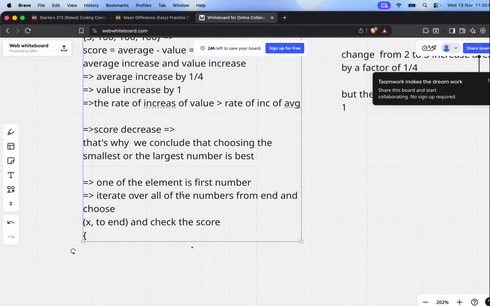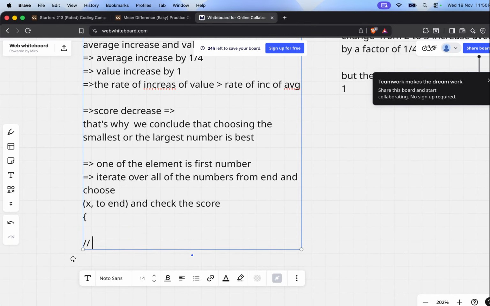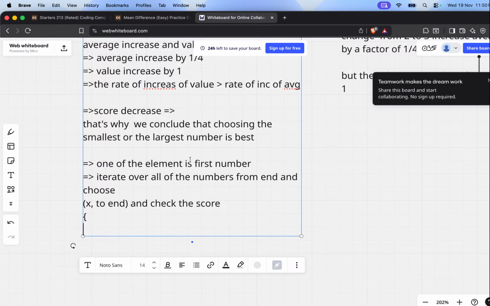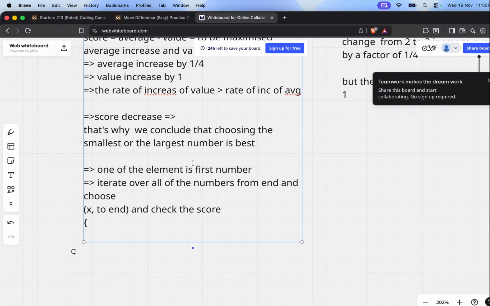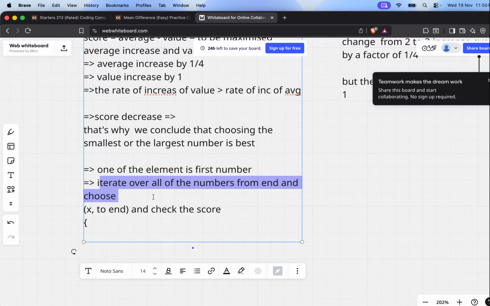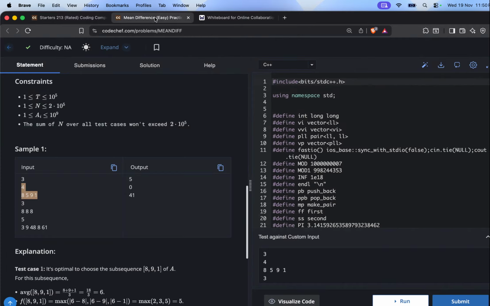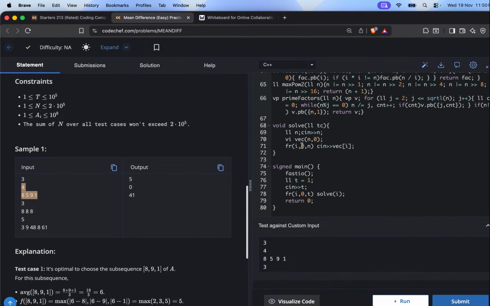So that is our algorithm. What is our algorithm? Choose the first or the last, the smallest or the largest number of our array, and iterate from the opposite end. If we chose the starting number, then iterate from backward and calculate the score, and vice versa. So let's move on to the implementation part.